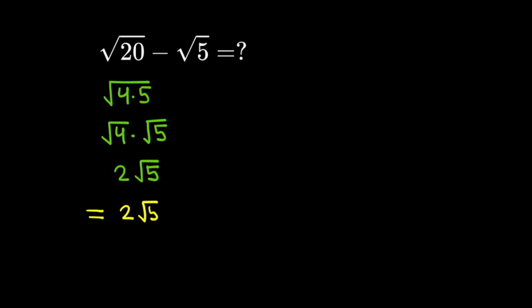2 root 5 minus root 5. Think of root 5 as 1 root 5. So we have 2 root 5 minus 1 root 5. That's just 1 root 5. So the final answer is root 5.